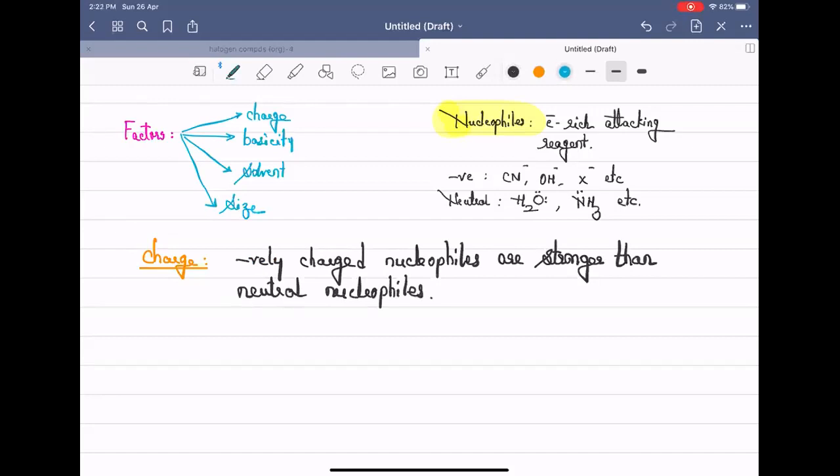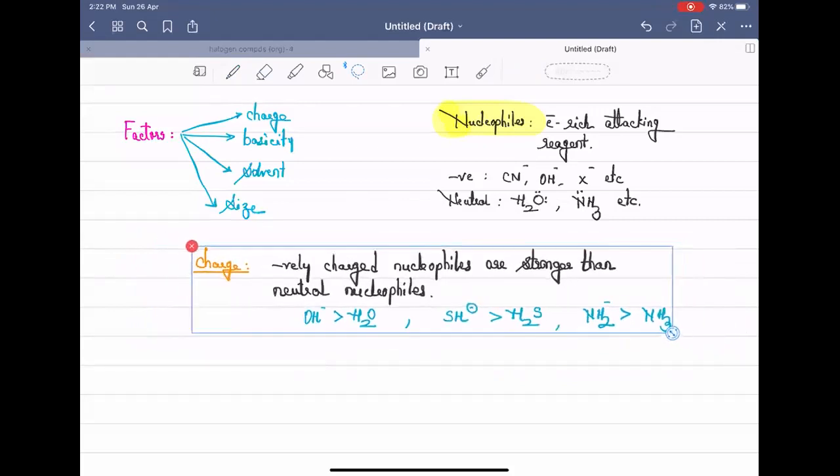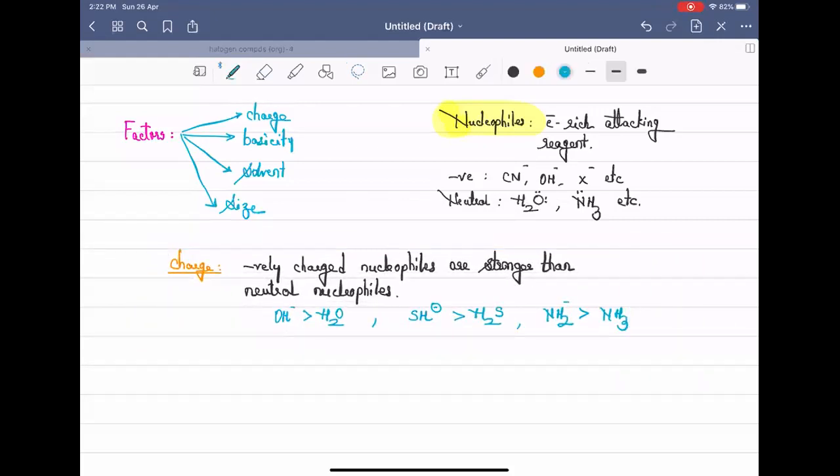The best examples: you can take OH minus and compare it with its conjugate acid, which is H2O. OH minus is always stronger. You can take SH minus, which is always stronger than its conjugate acid, H2S. Or you can take NH2 minus, which is always stronger than its conjugate acid, NH3. So these are different nucleophiles which are compared. Negative nucleophiles are always stronger than the neutral nucleophiles. This is the first important thing.